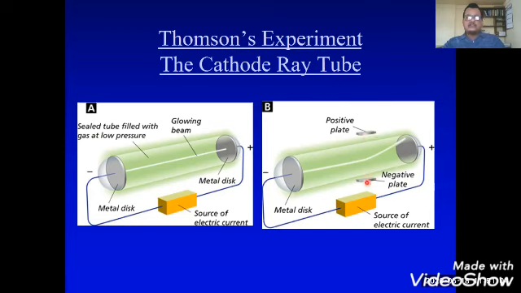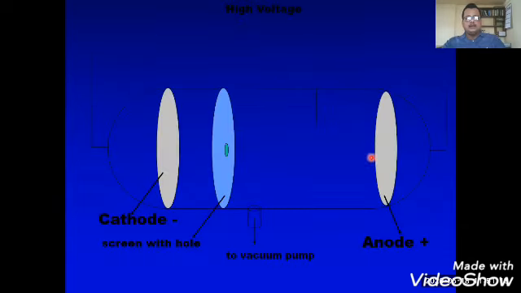Now, when the electric field was applied, the cathode ray got deflected toward the positive plate. That means this positive plate attracted the cathode ray. Then the cathode ray must have contained negative charges. So this is the cathode ray experiment.